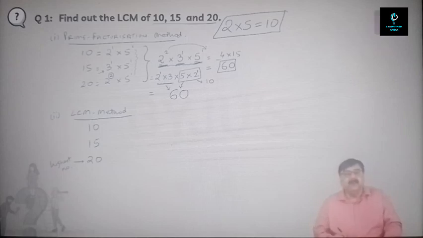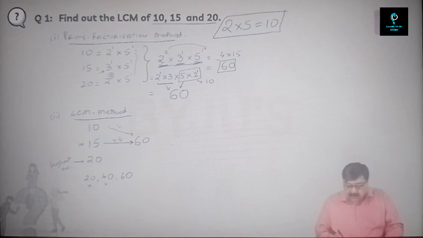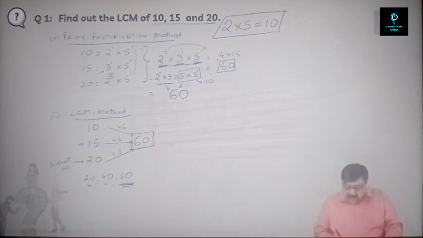So when we recite the table of 20, 20 into 1 is 20, but that is not divisible by 15. So 20 is out. Next, 20 into 2 is 40. Again not divisible by 15, so 40 is out. Next number is 60. Now 60 is divisible by 15, as 15 into 4 is 60. We know 10 into 6 is 60, and 20 into 3 is 60. So 60 happens to be the least common multiple of these 3 numbers. So these are the 2 methods which will be employed while finding out the LCM of given numbers.